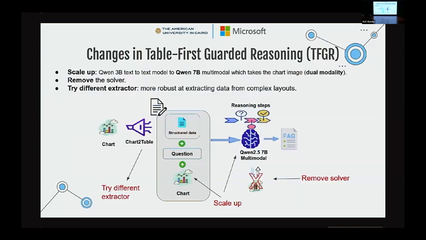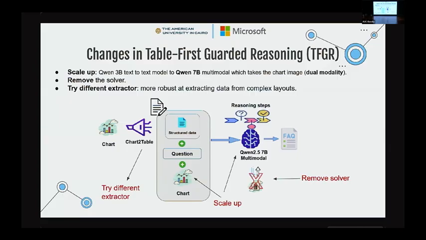Okay, so as we saw, using a Qwen 3 billion parameter model with DePlot nearly doubles our accuracy. However, to bridge the gap to state-of-the-art performance, we needed to implement some major changes. So firstly, we decided to scale up the reasoning model from the Qwen 3 billion parameter text-only model to the Qwen 7 billion multimodal model to handle more complex reasoning and mathematical tasks, and to enable a dual modality approach because we switched to a multimodal architecture.